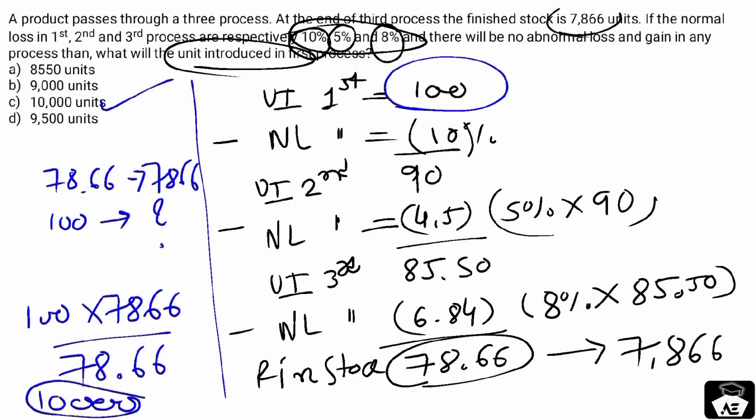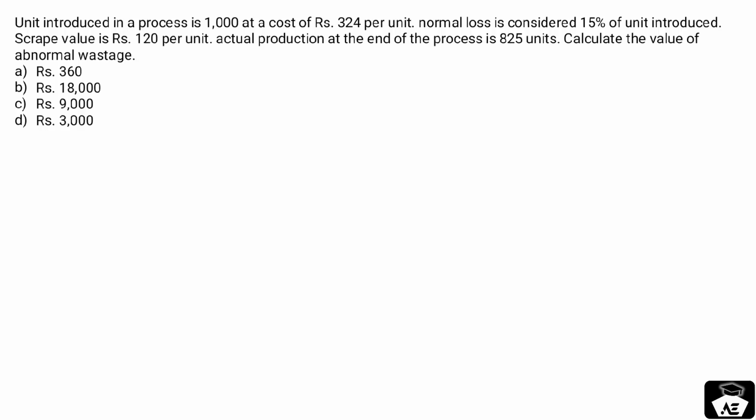So moving to next question. Unit introduced in a process is 1000 at a cost of 324 per unit. Normal loss considered 15% of unit introduced. Scrap value is 120 per unit. Actual production at the end of process is 825 unit. Calculate the value of abnormal wastage. Here you need to find the value of abnormal wastage. So let us start it.